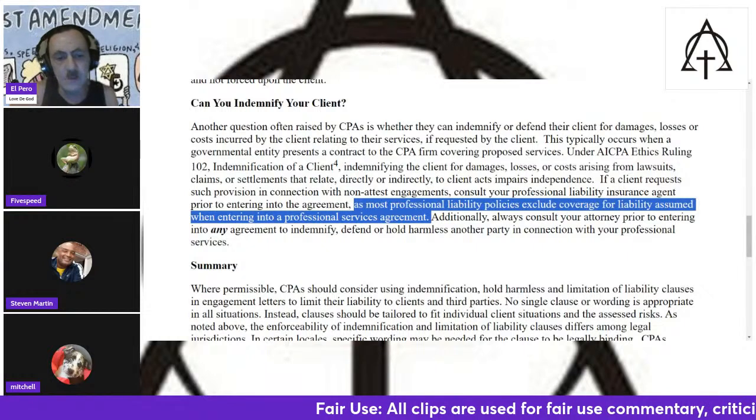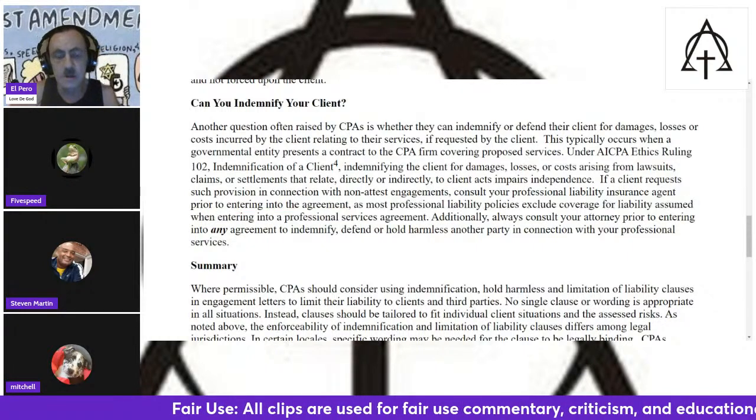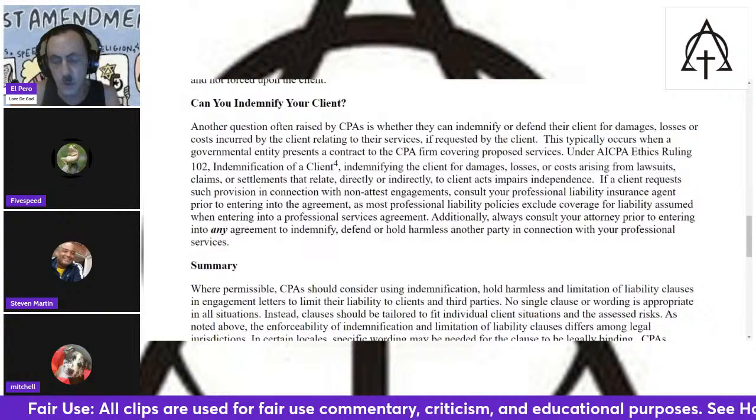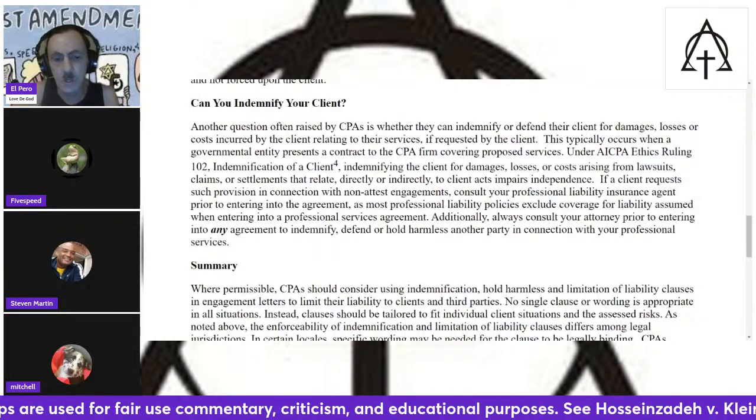So this is why you have to provide your own indemnification. And again, that birth certificate is qualified for that. All you got to do is put your directive.